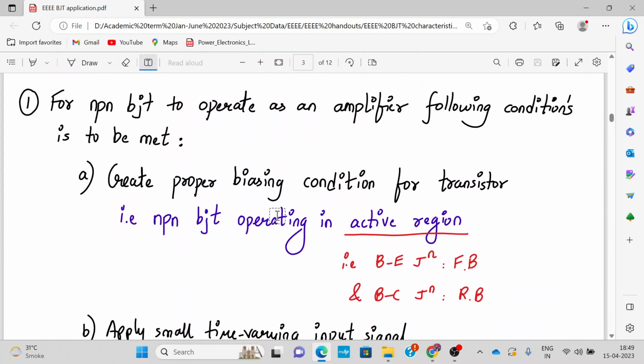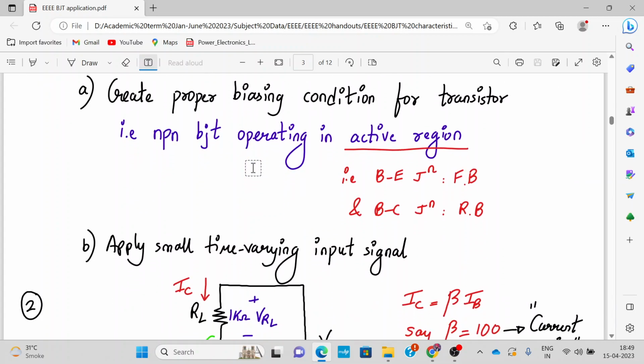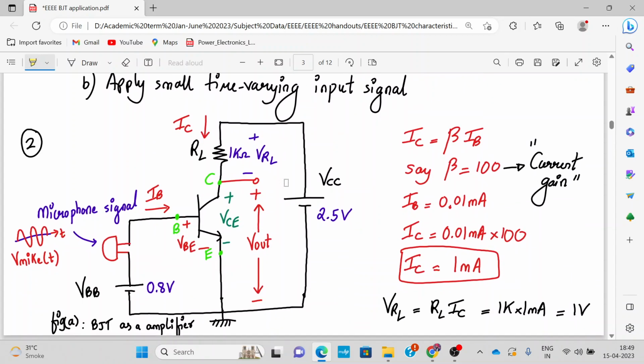Alright. So for the NPN BJT to operate as an amplifier, the following conditions must be met. We have to create a proper biasing condition for the transistor. That means the NPN BJT should be operating in the active region. That means the base emitter junction should be forward biased and the base collector junction should be reverse biased. So these two conditions should compulsorily be met. And the second condition is we have to apply a small time varying input signal.